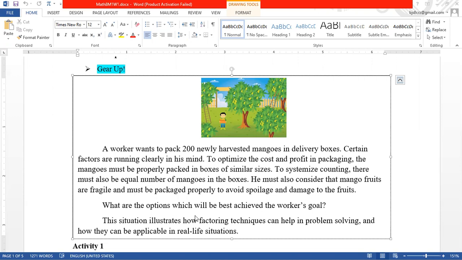So in this situation, it illustrates how factoring techniques can help in problem solving and how they can be applicable in real life situations. So it says here that a worker wants to pack 200 newly harvested mangoes in delivery boxes. But since the mango fruits are fragile and must be packed properly to avoid spoilage and damage to the fruits, we need to properly pack the mangoes in boxes of similar sizes to optimize the cost and the profit in packaging.